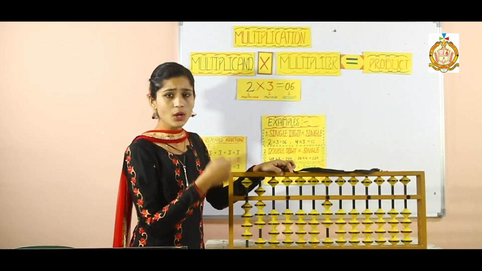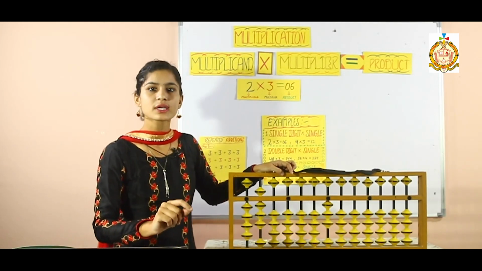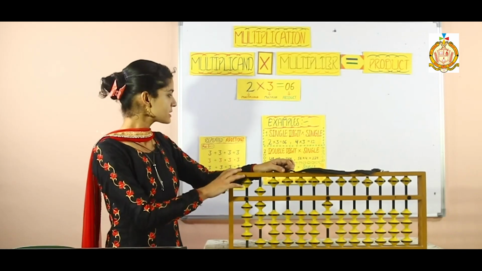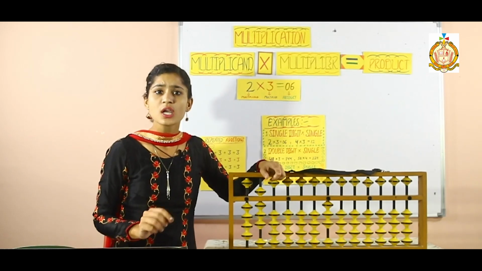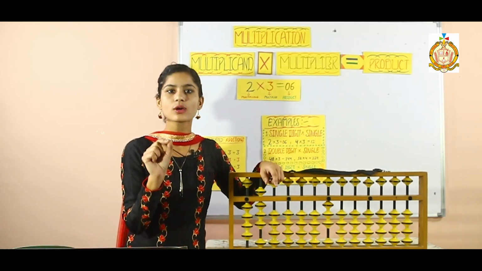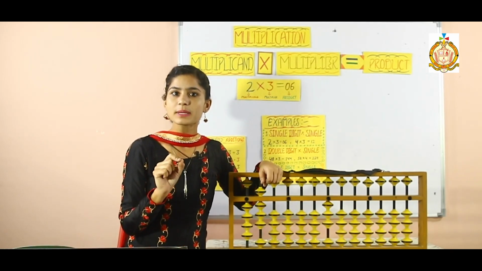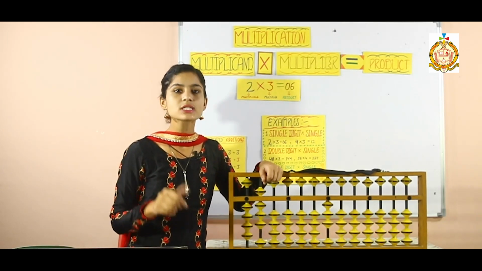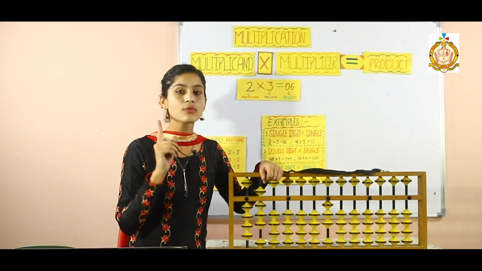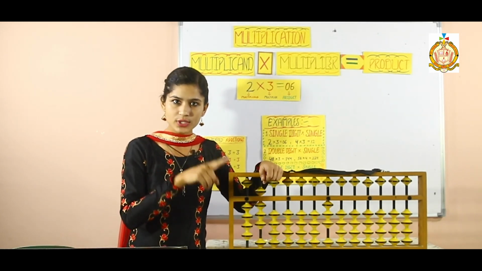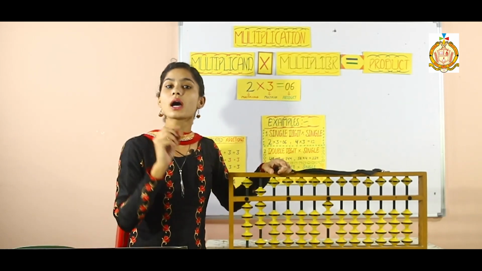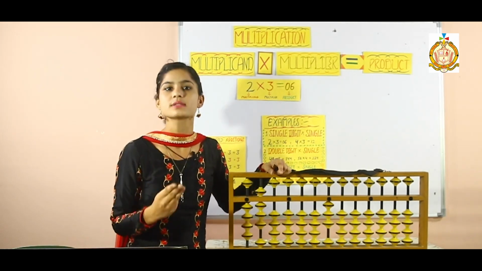Now the product. Firstly you have to think that your product will come in how many digits. So look here, 48 into 3. You have to take the first digit of the multiplicand. The first digit of the multiplicand is 4, because we are adding 48. So multiply 4 with the multiplier. 4 into 3 is 12. It means behind it 8 is also there. It means our answer will come in 3 digits.